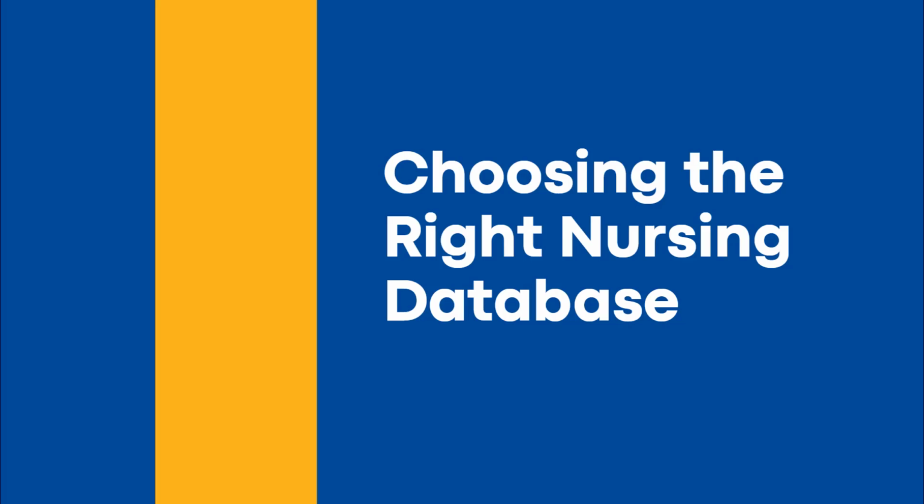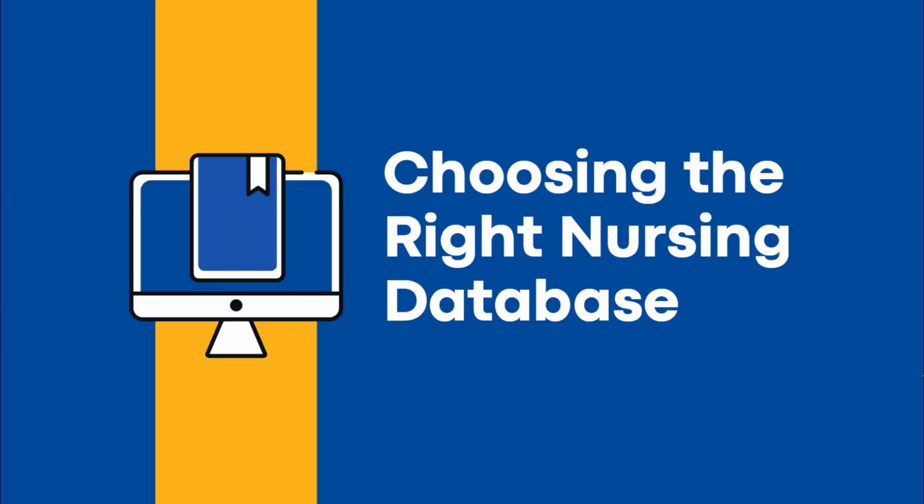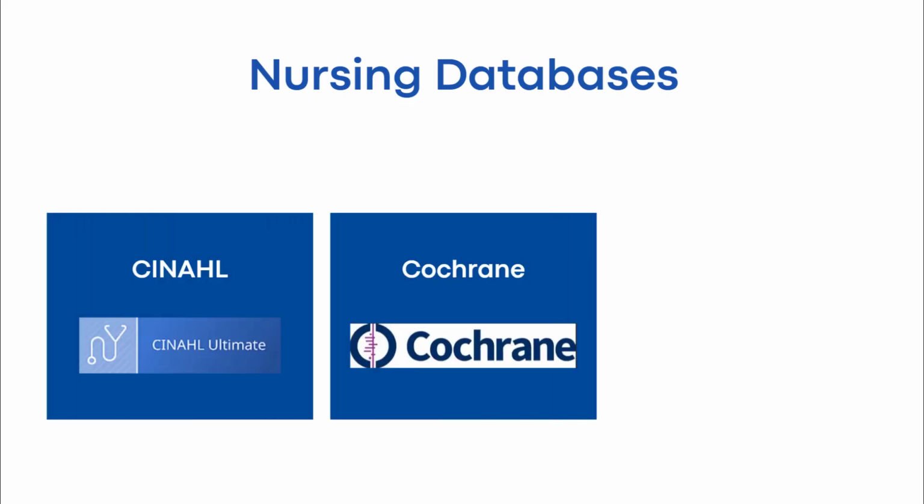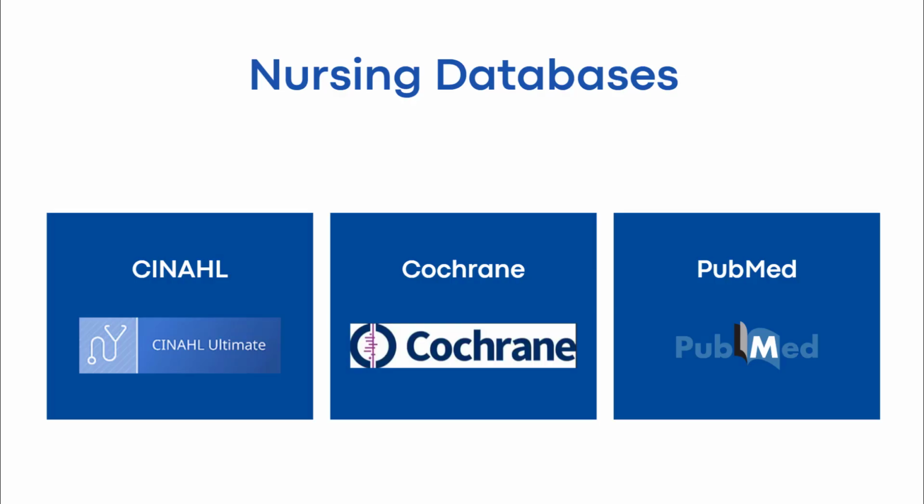Choosing the right database is crucial for nursing research and for finding high-quality, relevant information. Some of your best bet databases, or the ones recommended to start with, are CINAHL, Cochrane, and PubMed. This video will explain the differences between each database and when it is most appropriate to use them.